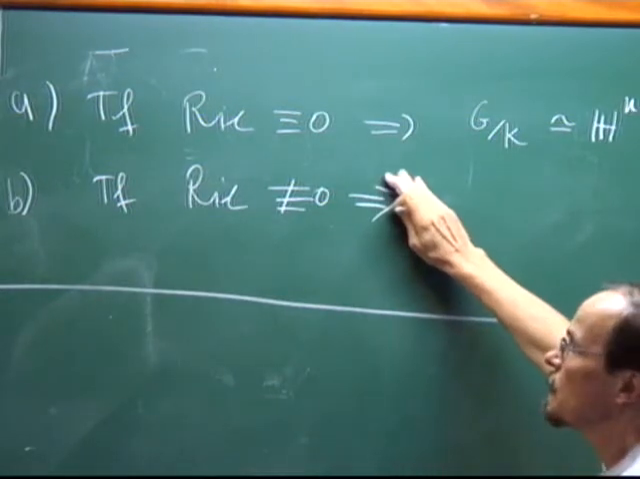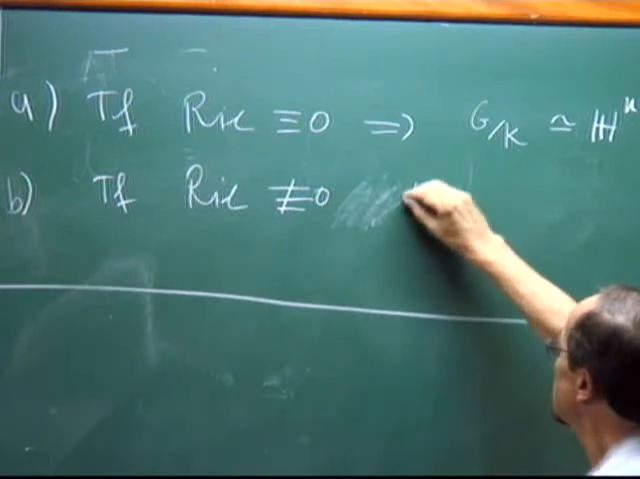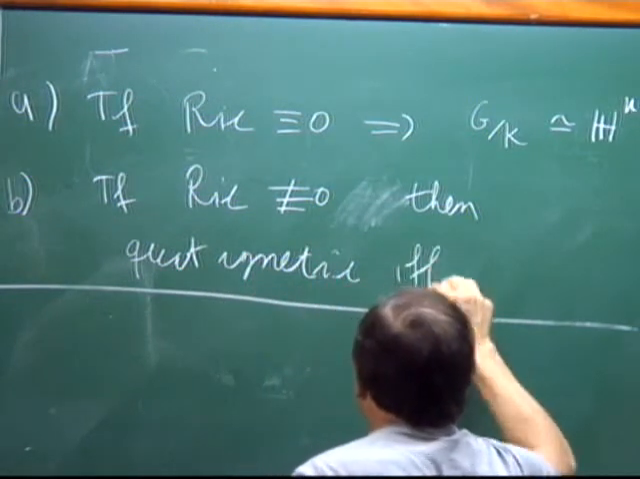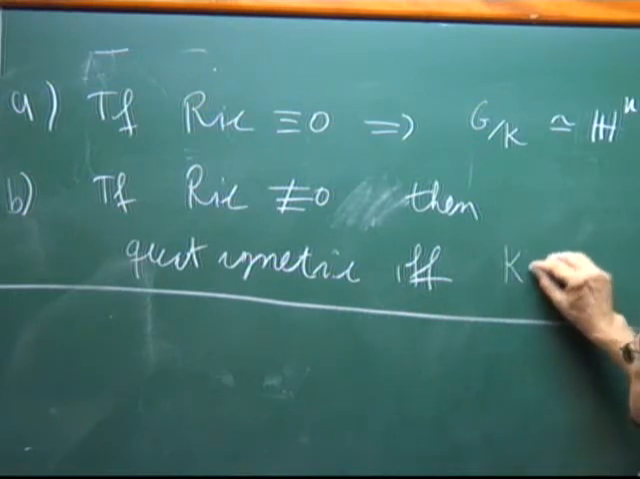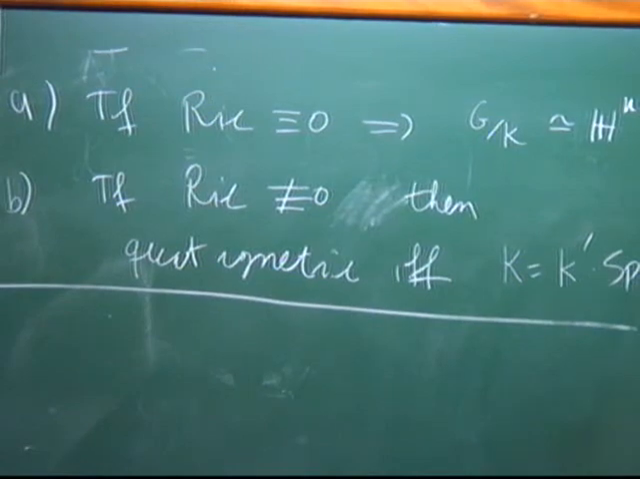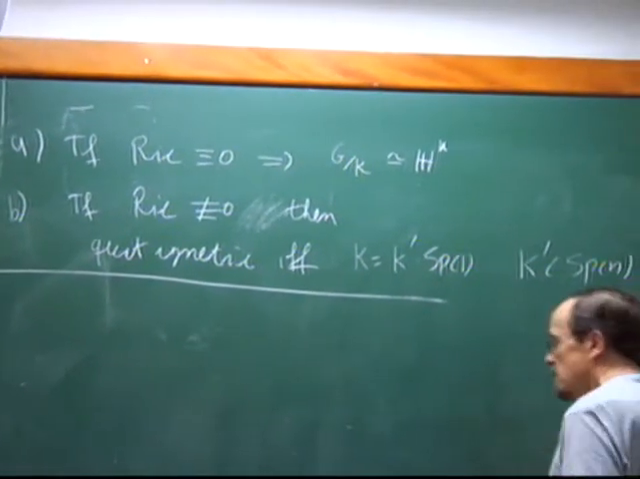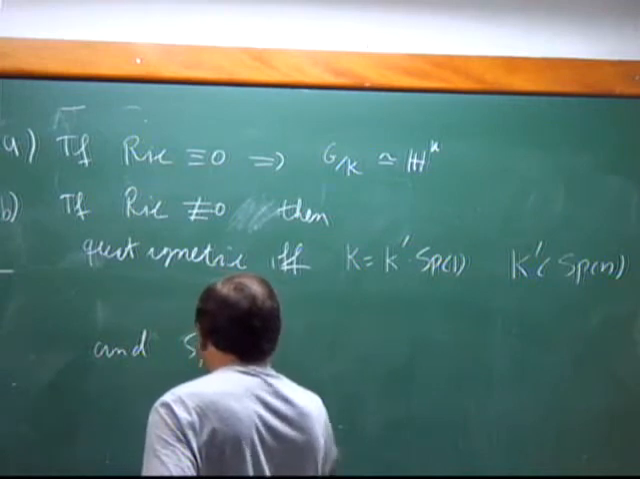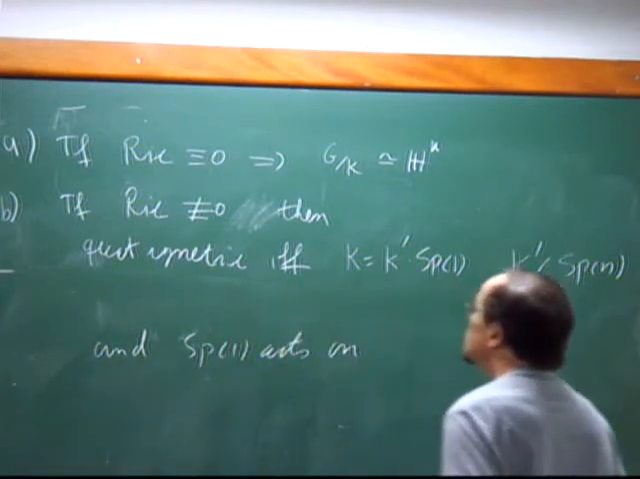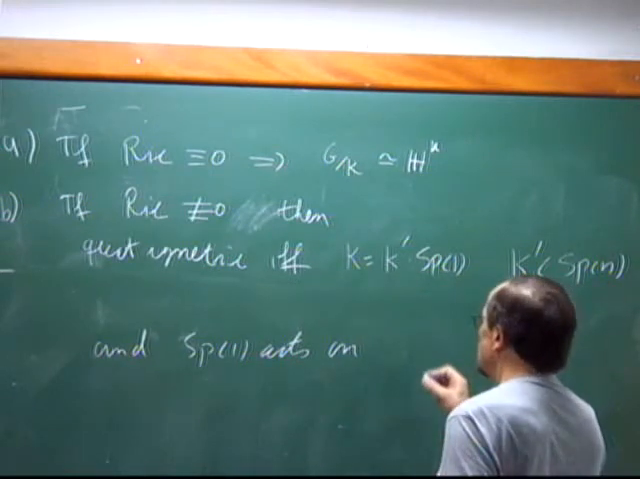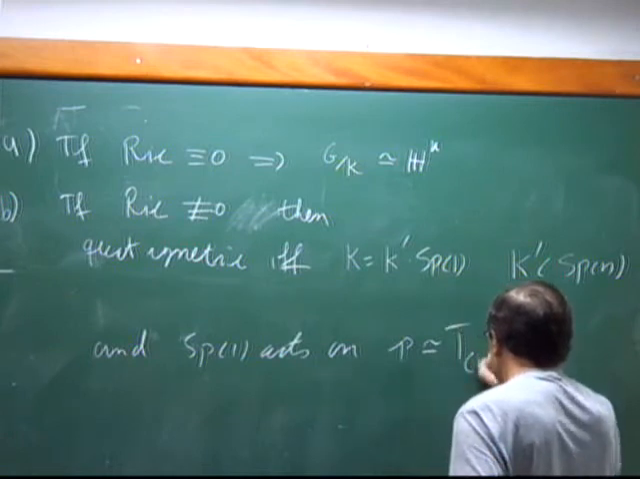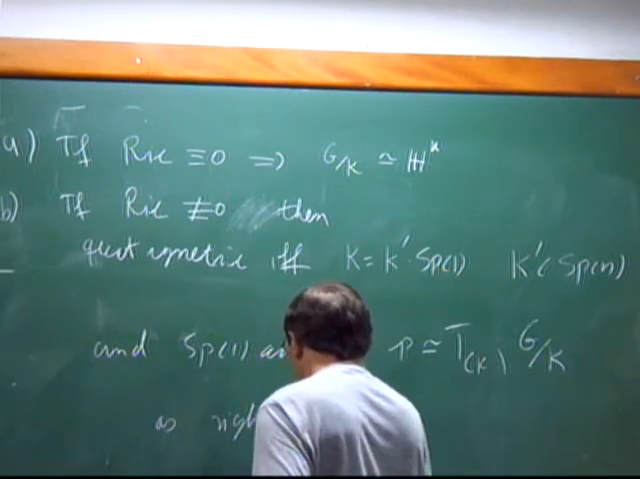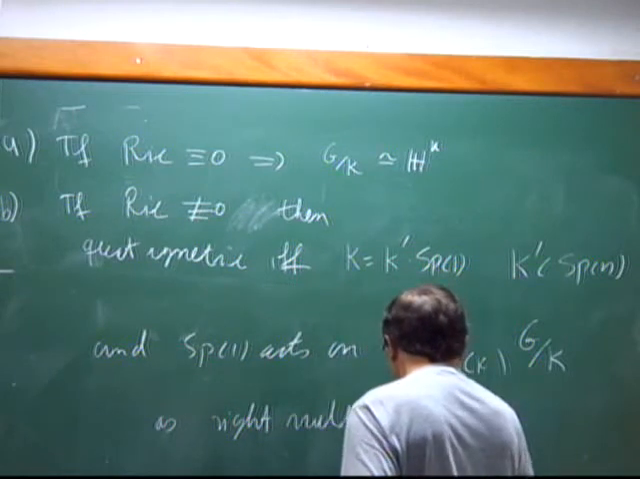So maybe then the space is quadratic symmetric if and only if the group K is K prime times SP1, where K prime is contained in SPn, and SP1 acts on P, which identifies the tangent space, as right multiplication by SP1.